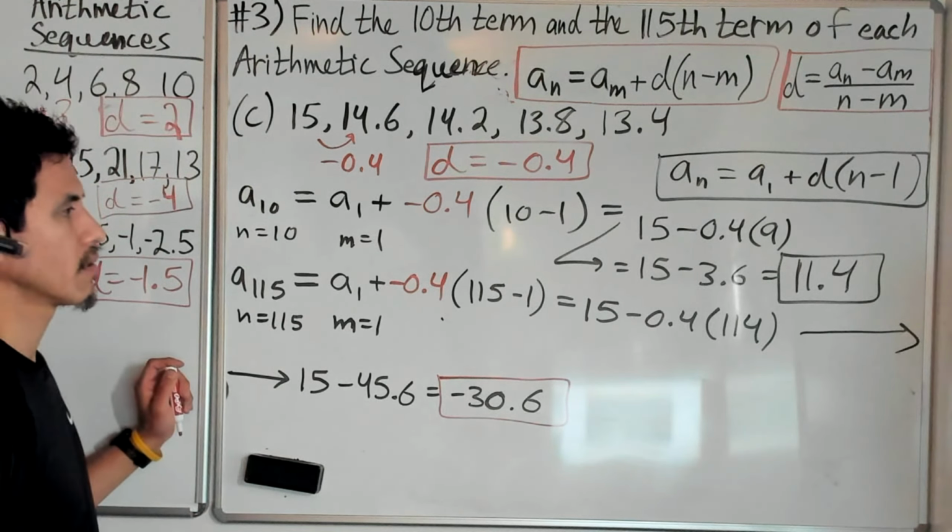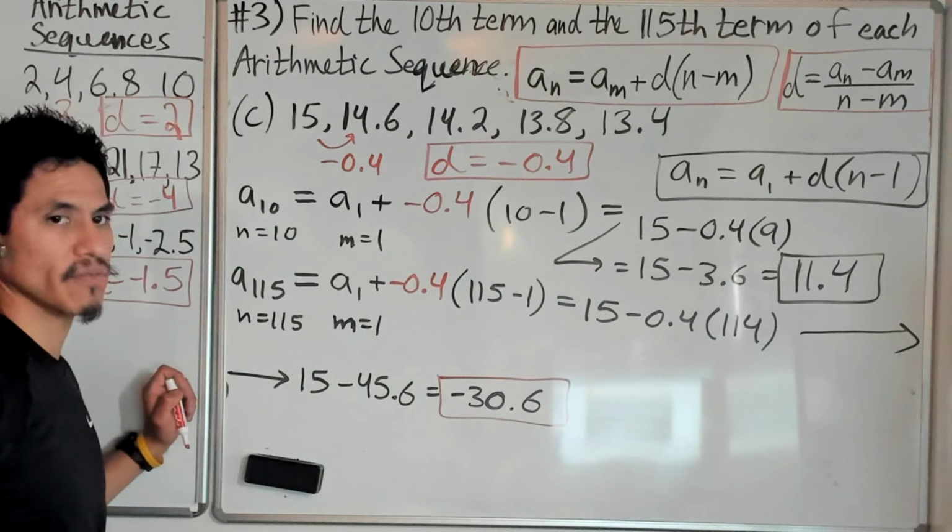See, again, here's the logic. If we want to find the 115th term and we start with A1, then we're going to go down 0.4, take away 0.4, 114 times. That's what's going on here. That's what this formula is saying. We're starting at A1 or 15, and we're going to take away 0.4, 114 times to get to the 115th term.